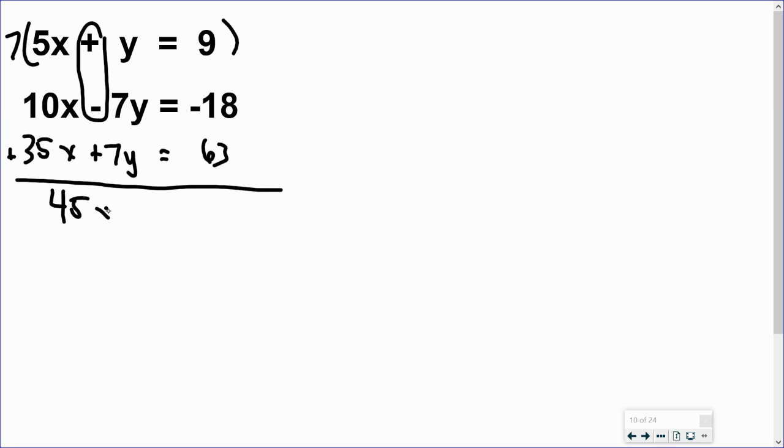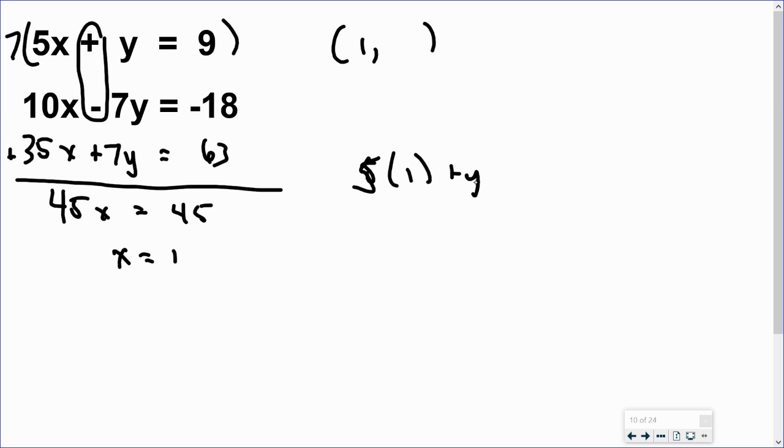45x is equal to, that always makes me nervous, but you know what? I believe that's 45. So that means x is 1. Now, I know what x is. Let's go back to the originals. Pick the one that you want to. I don't pick the top one this time. Honestly, numbers are smaller. 5 plus y is equal to 9. Y is equal to 4.